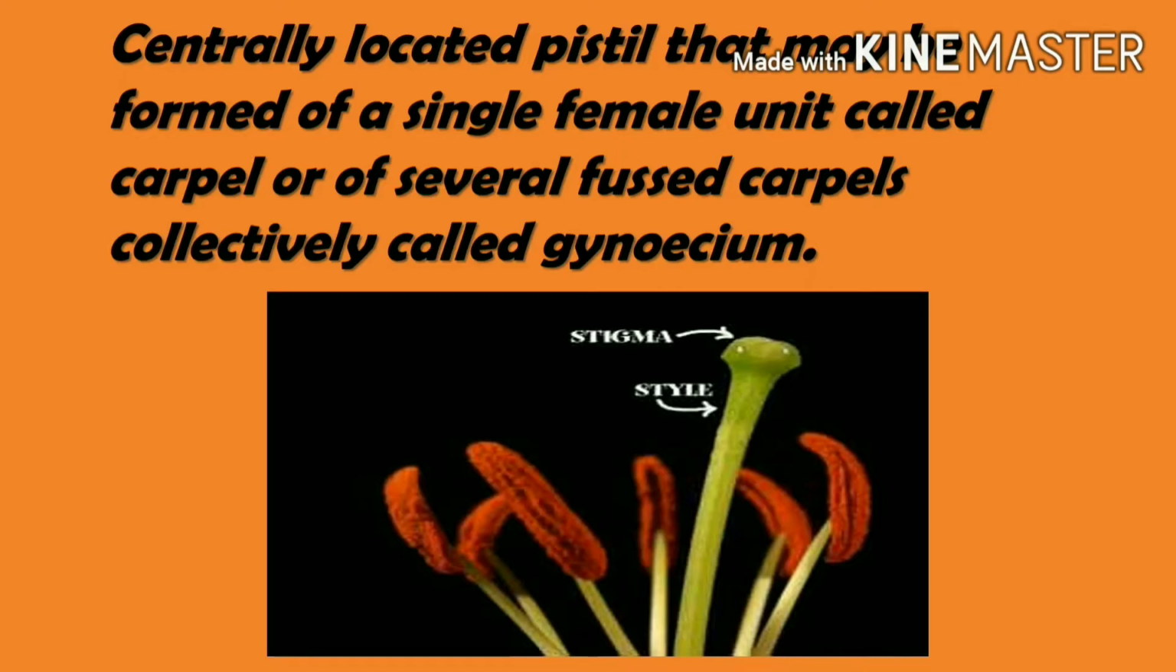Stigma. It is the terminal knob-like part and it may be divided into two or more lobes and may assume a feathery appearance. This stigma is covered with hair or with glandular papillae. It serves as a landing place for pollen during pollination. Style. It is the tubular slender stalk which connects the stigma to the ovary.